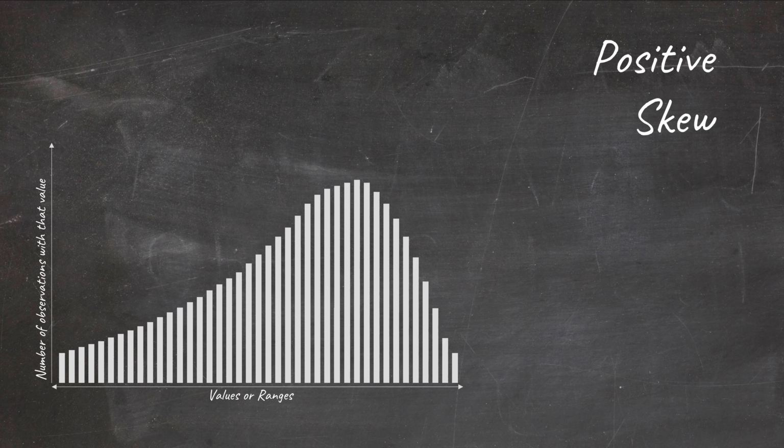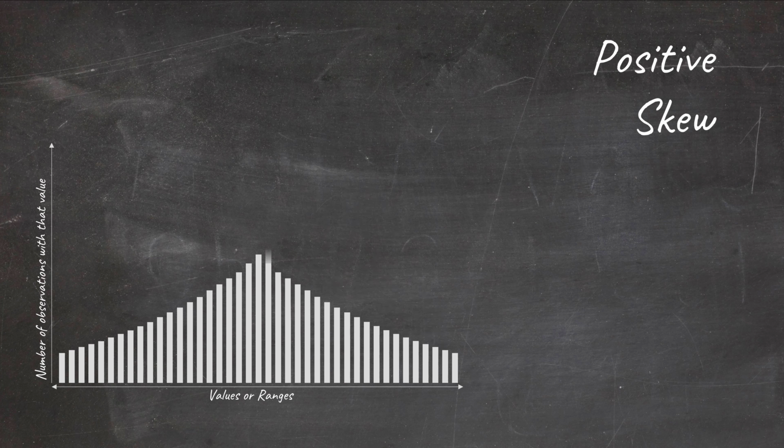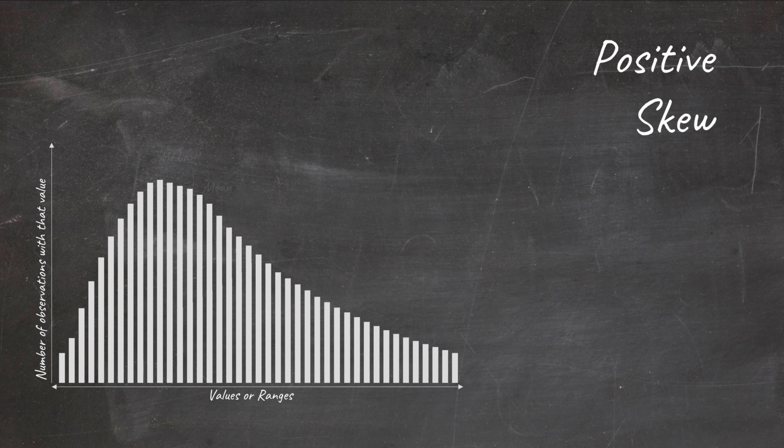A positive skew would be a shift of the data in this direction, where things are kind of pushed over to the left. Here, the mean is greater than the median. So when the mean is greater than the median, that means you have a positively skewed distribution. Let's take a look at a couple of examples.